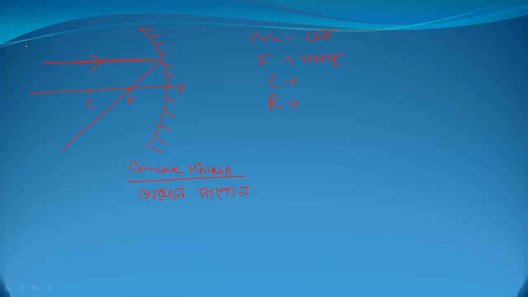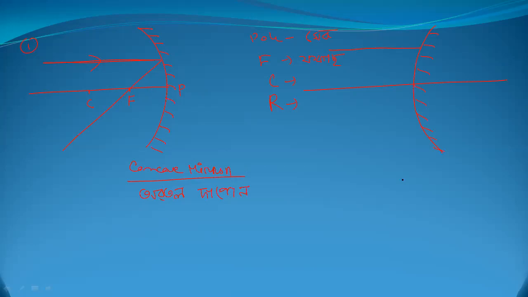So this is the first rule: the ray of light which is parallel to the principal axis, whether it is a concave mirror or a convex mirror, after striking, in case of a concave mirror it will pass through the focus.